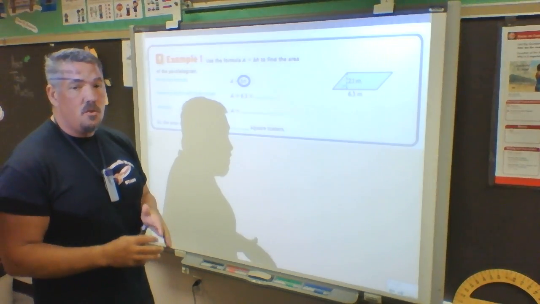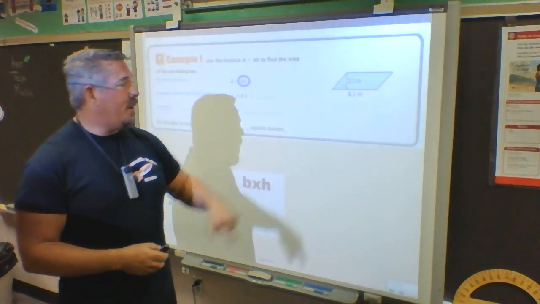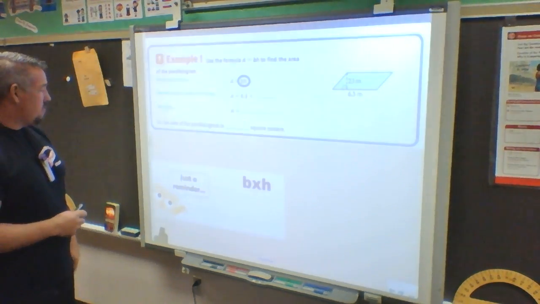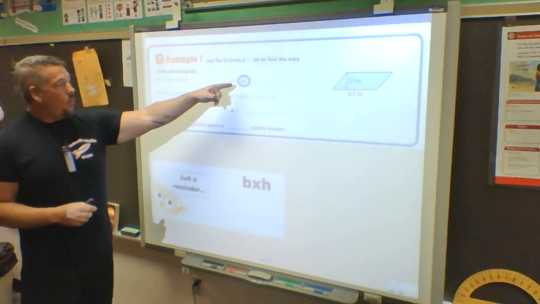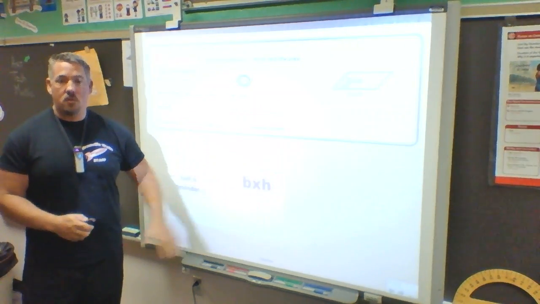And if it's asking you area and not perimeter, you only use where that right angle is. If I don't have a right angle, then I'm going to get myself in trouble. Now I want you to remember that B touching H just means multiplication.